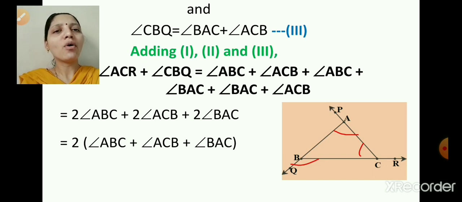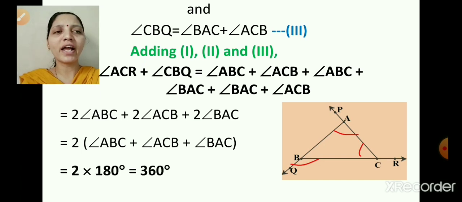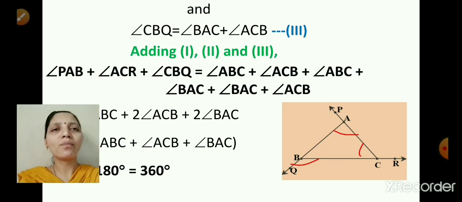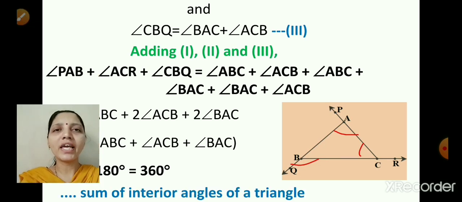Now angle ABC, angle ACB and angle BAC are the 3 angles of a triangle. So we know that the sum of all angles of a triangle is 180 degrees. So we can write here 2 into 180 degrees, that is equal to 360 degrees. Hence we have proved that angle PAB plus angle ACR plus angle CBQ is equal to 360 degrees.